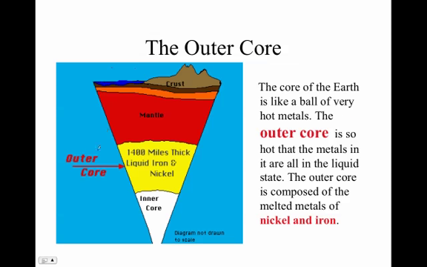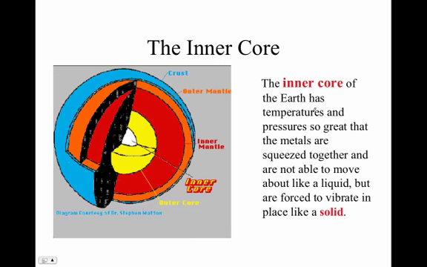Let's talk about the outer core now. It's approximately 1,400 miles thick. It's made mostly of iron and nickel, and it is liquid, whereas the inner core, believe it or not, is solid. Some people think as you get deeper and deeper, it gets hotter and hotter. So how is it that the inner core is still solid and the outer core liquid? Well, the inner core has temperatures and pressures so great that the metals are squeezed together and not able to move about like a liquid.